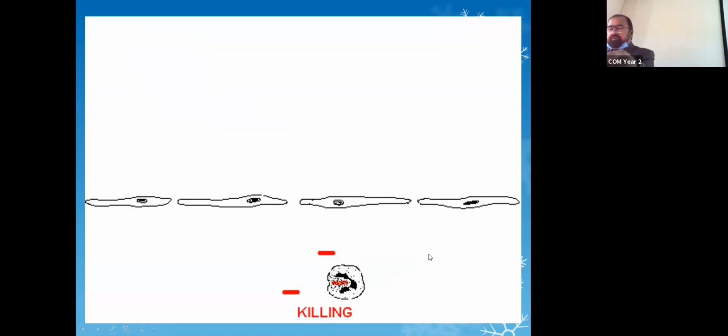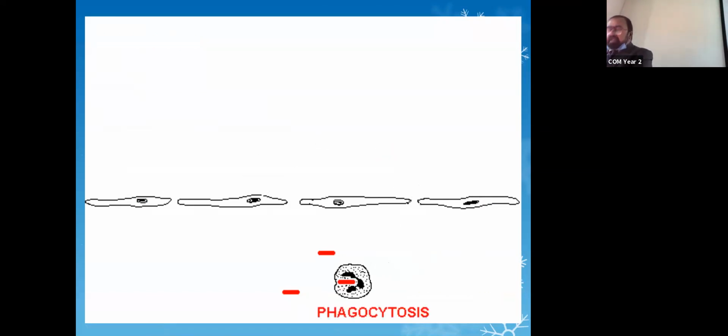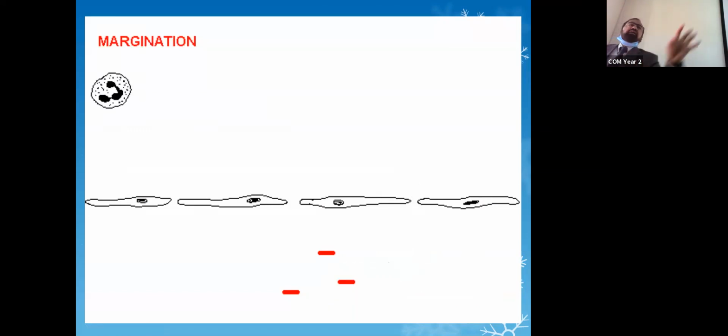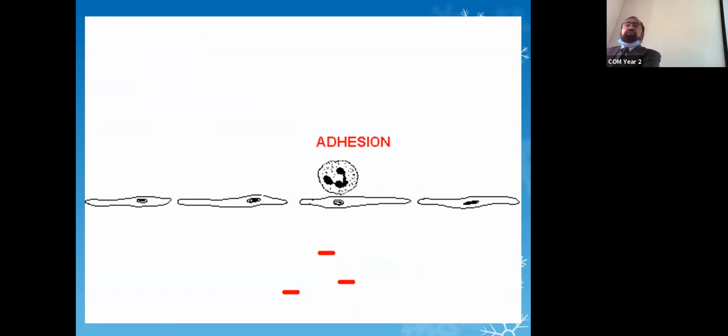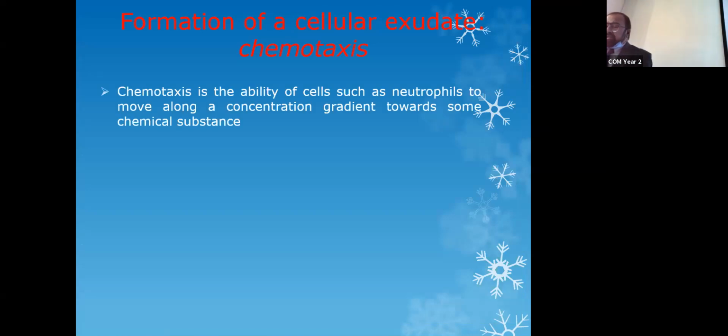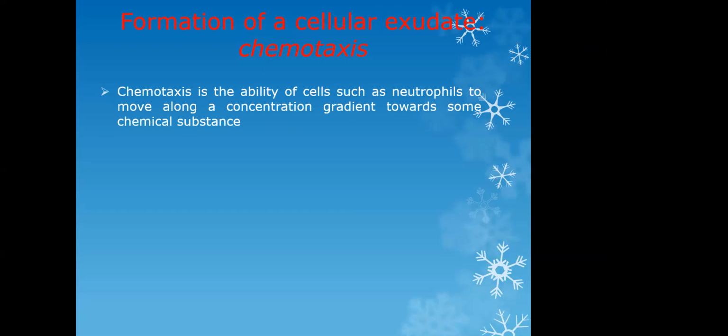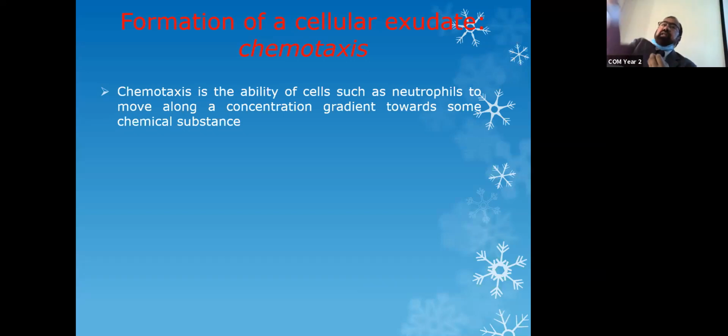Okay, so it comes down from the middle: migration, rolling, adhesion, diapedesis, chemotaxis, and phagocytosis. By this, it engulfs the bacteria. How does this process go on? Chemotaxis is the ability of a cell, such as a neutrophil, to move along the concentration gradient towards a chemical substance. So the bacteria outside the blood vessel give a signal, which is chemotaxis, and they ask neutrophils to come to that area.